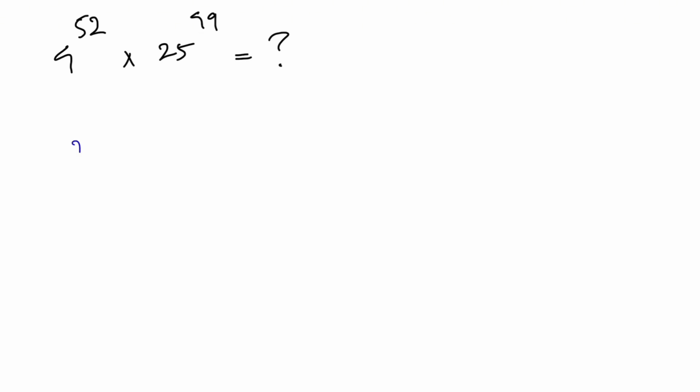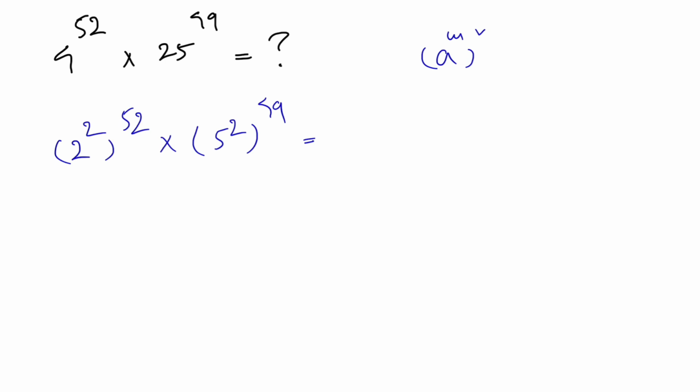So we know 4 is 2 squared, and that would be to the power of 52, and we also know 25 is 5 squared to the power of 49. And we know if we have a to the power of m to the power of n, from the laws of exponent, this will be equal to a to the power of m times n.